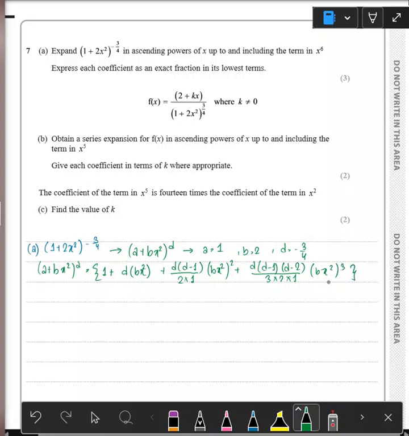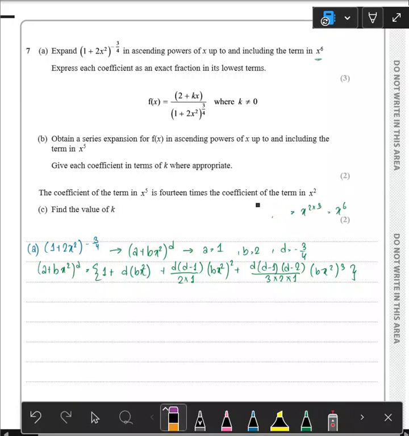And we need to expand till this, because when the power is x² multiplied by 3, the power would be multiplied here. So this is x to the power 6, and they have asked us to expand till x to the power 6. So we would be good if we expand up until this.